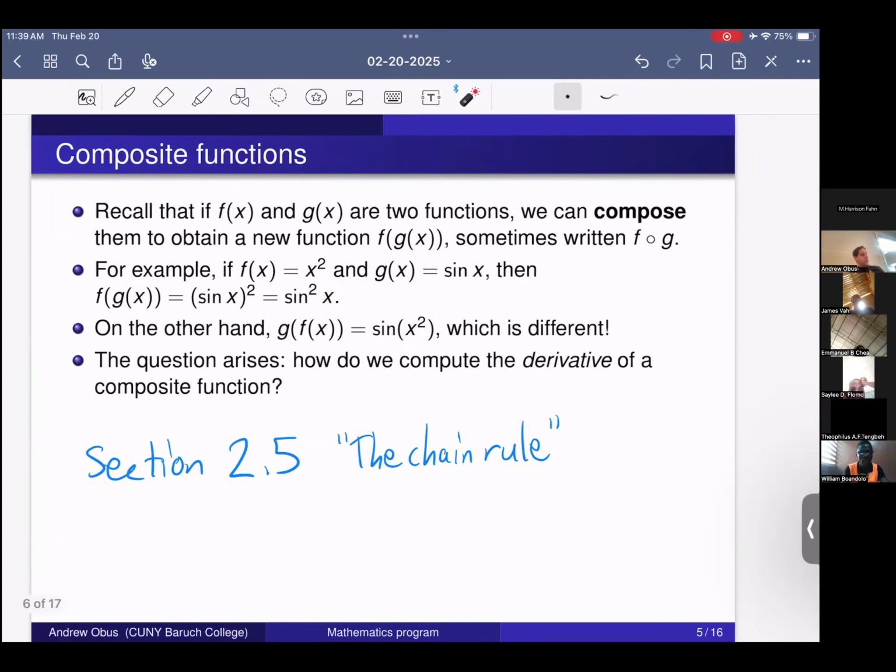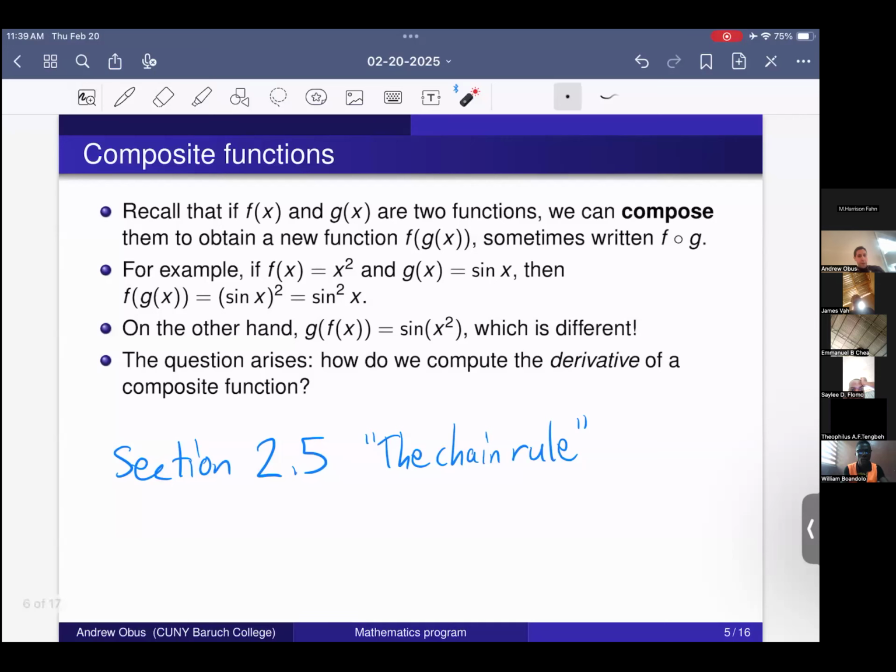And so when you compose, it matters what order you compose in. And so one of the things that we're going to want to do is figure out how we compute the derivative of a composite function. Okay, so we've had rules for how you do derivatives of polynomials and trig functions and adding and subtracting functions and multiplying functions and dividing functions. So, all of these ways we have rules for the derivative. But for a composite function, we don't have a rule for the derivative yet.